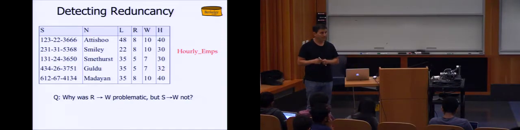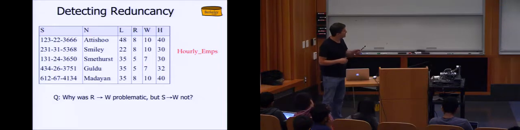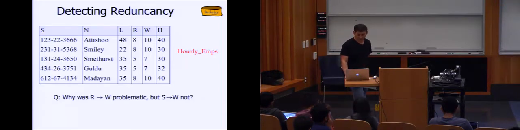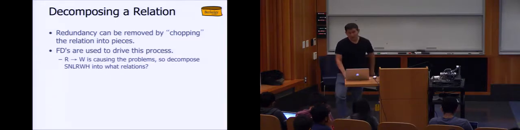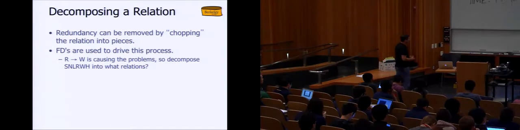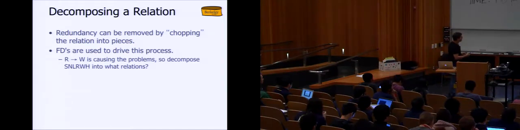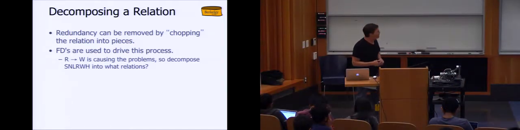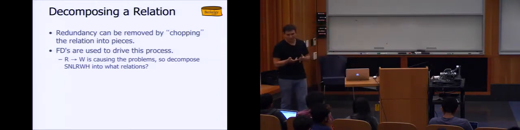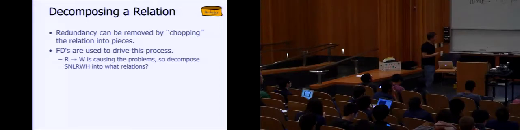Okay? So if the left-hand side of this thing is a key, it seems like it's not a problem. We don't have redundancy. We're not repeating ourselves. And we're going to use this idea now to decompose our relations in a pretty natural way. When we see this redundancy coming from functional dependencies, we'll just chop up the relation in a fairly obvious way. We're going to use functional dependencies to help us decide how to chop up the relations. We're going to chop them vertically, to be clear.